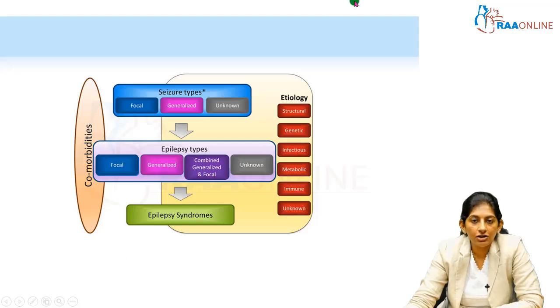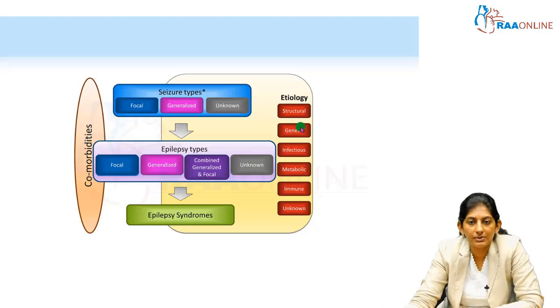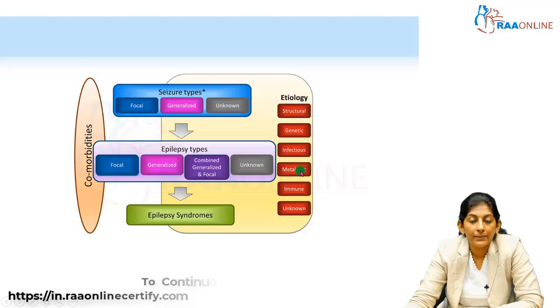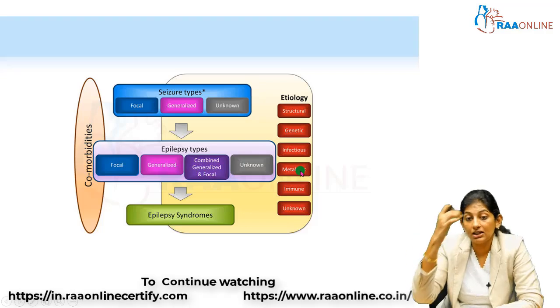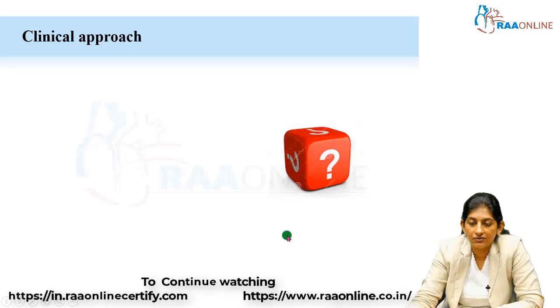The etiology of epilepsy can be many. It can be structural, like focal cortical dysplasias and MTS. These are all structural disorders causing epilepsy. It can be genetic causes of epilepsy, like Dravet. There are many genetic causes of epilepsy, so identify a particular gene. Infectious causes are there, like neurotuberculosis, then metabolic causes of epilepsy, immune, and finally unknown. So these are some of the etiological classifications that you will see.